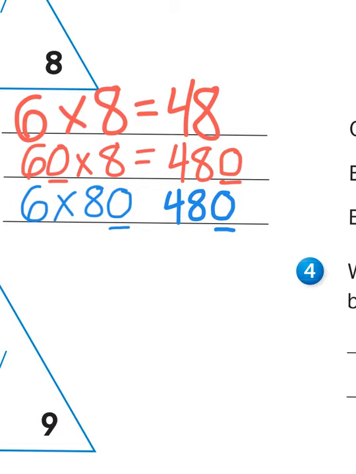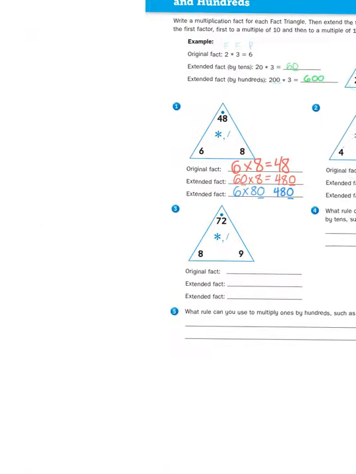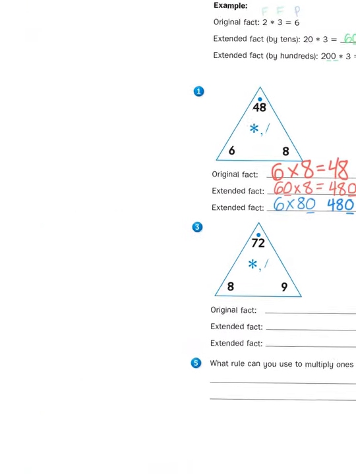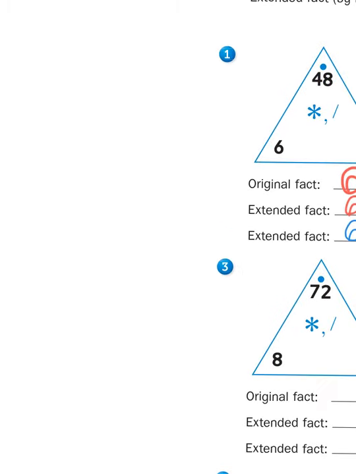480, or 48 tens. And again, boys and girls, as you probably recall, multiplication is just repeated addition. So if I'm adding 6 to itself 8 times, that's 6 times 8. Or if I'm adding 8 to itself 6 times, that's 8 times 6.